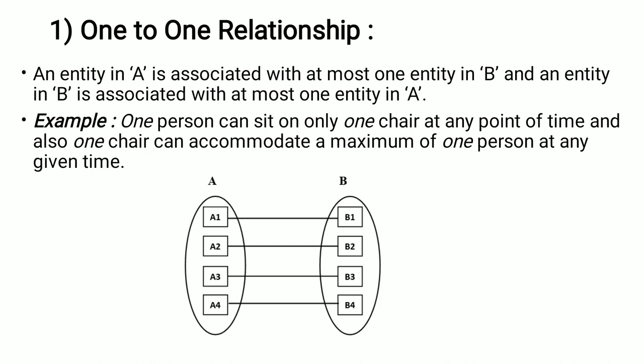As shown in the given figure, the first set contains instances A1, A2, A3, A4, and entity set B contains instances B1, B2, B3. A1 is associated with B1, A2 is associated with B2, and A3 is associated with B3, and so on, An associated with Bn.